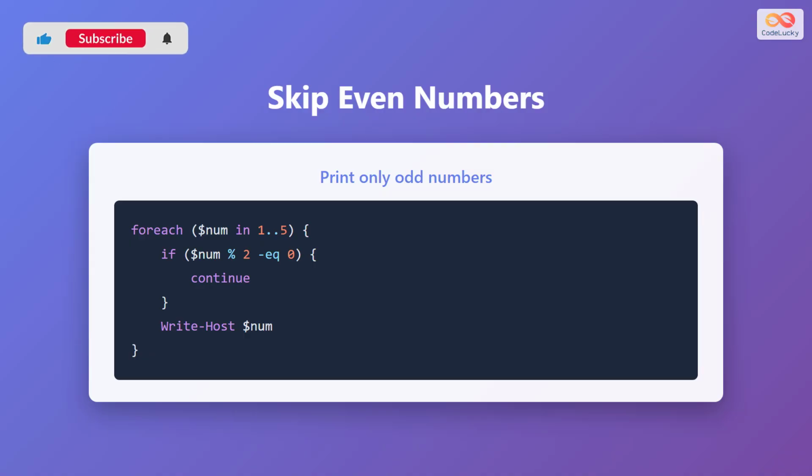Here's a practical example. We have a Foreach loop that iterates through numbers 1 through 5. Inside the loop, we check if the current number is even by using the modulus operator. If the remainder when dividing by 2 equals 0, that means the number is even, so we call continue. This skips the Write-Host command for even numbers. As a result, only odd numbers get printed to the console.